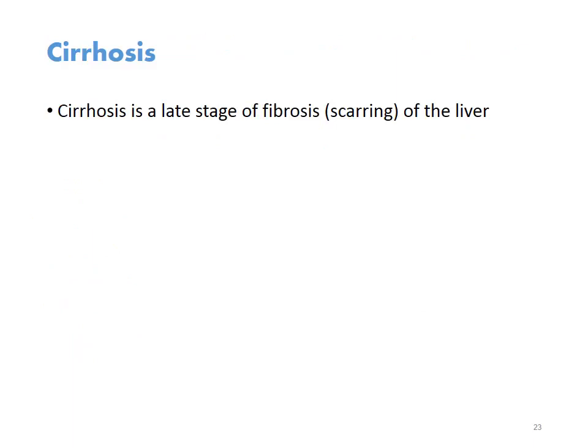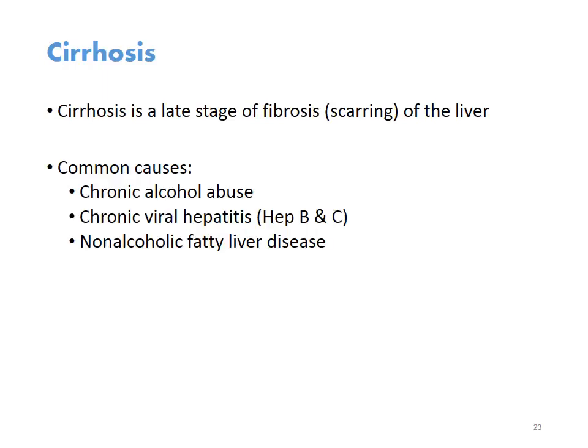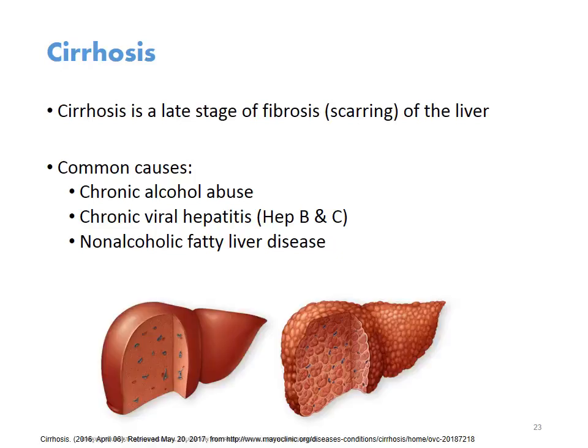Earlier, we have seen that chronic hepatitis can lead to cirrhosis. But what is cirrhosis? Cirrhosis refers to the late stage of fibrosis or scarring of the liver. Cirrhosis is usually caused by chronic alcohol abuse, chronic viral hepatitis such as hepatitis B and C, and non-alcoholic fatty liver disease. This picture shows a healthy liver on the left. On the right is a liver with cirrhosis.